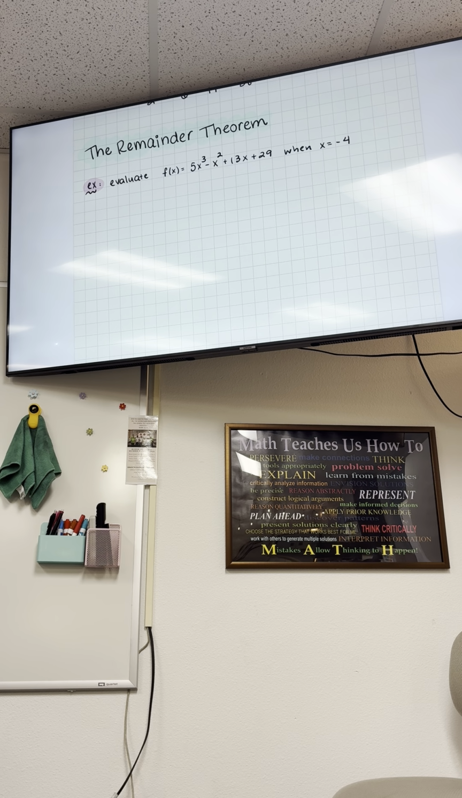Now I want you to look at how this problem is formulated. It says evaluate the function. So this is the first time we're seeing a function. We're not just given a polynomial expression. It says evaluate the function f of x equals 5x cubed minus x squared plus 13x plus 29 when x is equal to -4. Now, I'm well aware you guys could just take your calculators. You could put -4 in for your x values and find the output.